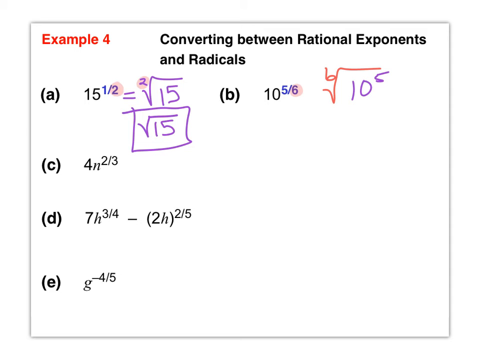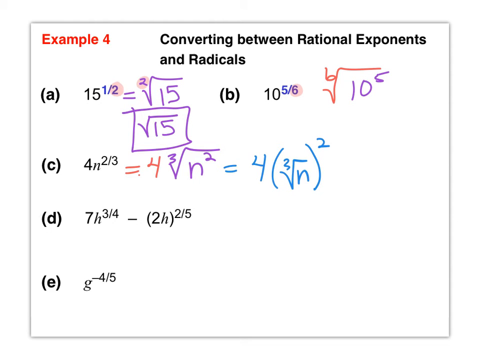For example C, we have 4 times n to the 2/3 power. Now, n is the base raised to the 2/3 power. The 4 is a coefficient. We're going to leave the 4 out in front, so that we can write this as 4 times the cube root of n to the 2nd. We could also write this as 4 times the cube root of n, the entire quantity raised to the 2nd power.